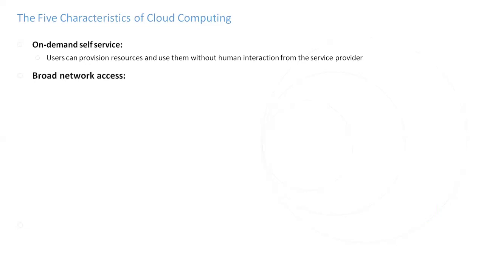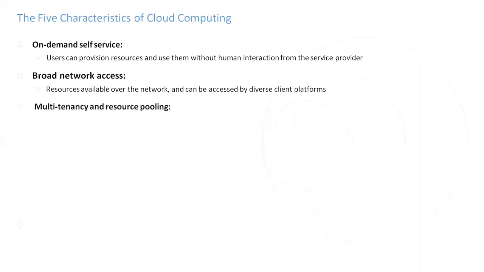Let's now understand the 5 characteristics of cloud computing. First characteristic, on-demand self-service. On-demand self-service means the user can provision resources and use them without any human interaction from the service provider at any time. Broad network access. It means resources are available over the network and can be accessed by any device or client platform. It means you can access from anywhere.